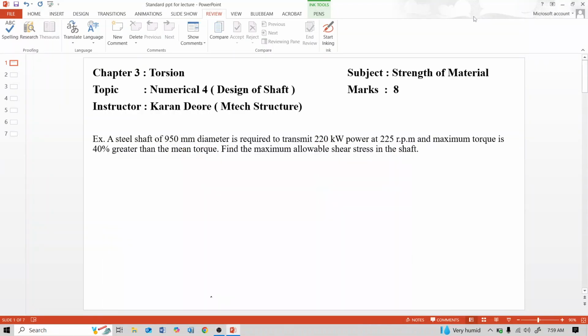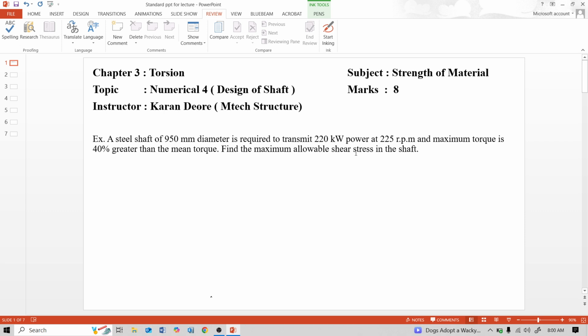Today in this video lecture, we will see numerical 4 on design of shaft. A steel shaft of 950 mm diameter is required to transmit 220 kW power at 225 revolutions per minute, and maximum torque is 40% greater than the mean torque. Find the maximum allowable shear stress in the shaft.